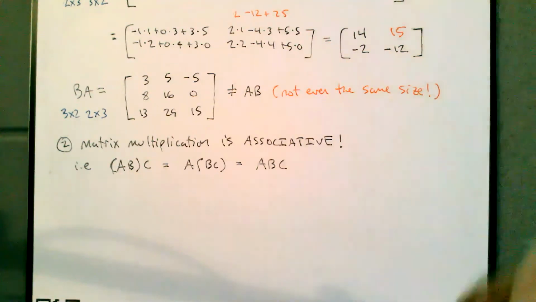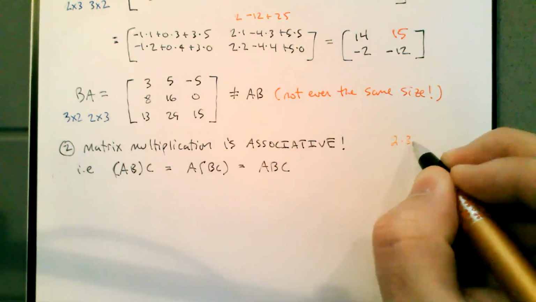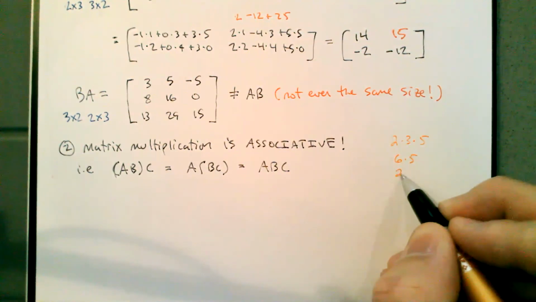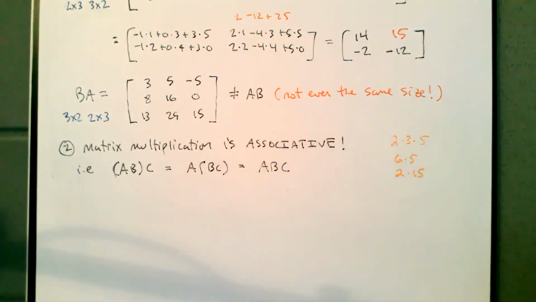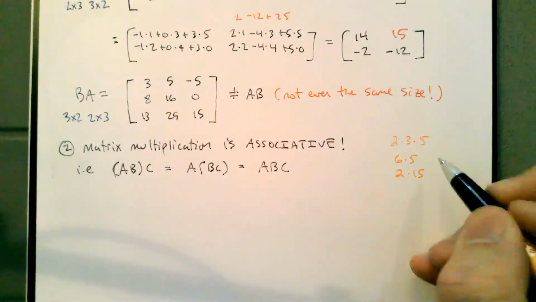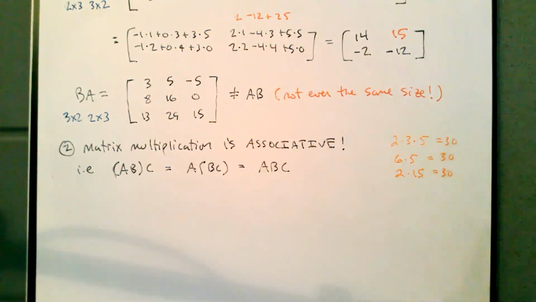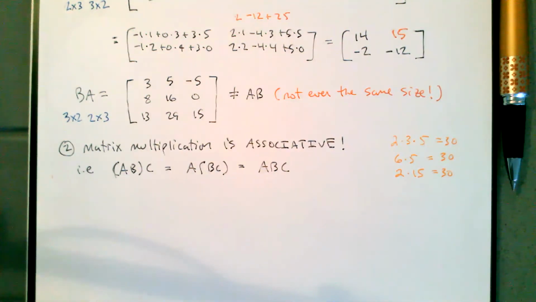So associative property for multiplication with numbers, if I have 2 times 3 times 5, I can read this as 6 times 5. I can read this as 2 times 15. Since multiplication of real numbers is commutative, I could read this as 10 times 3. But I'm not going to do that one, because that would require changing the order. And matrix multiplication is not commutative. But matrix multiplication is associative.